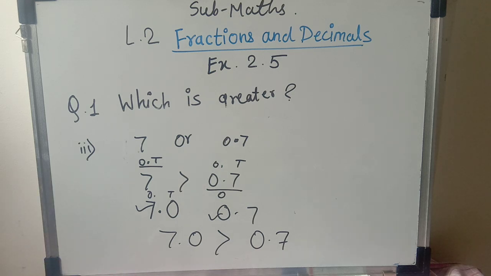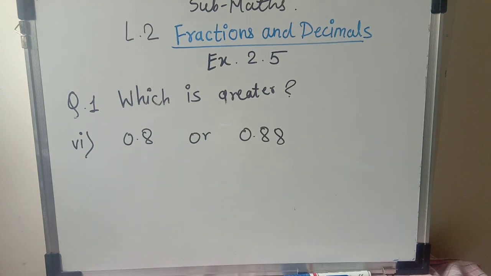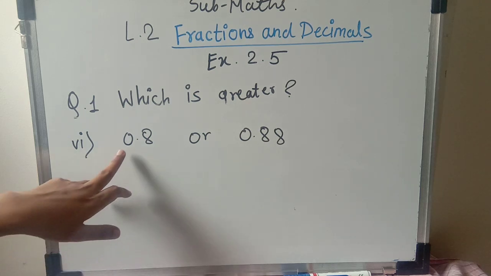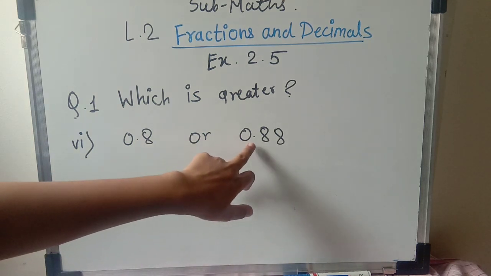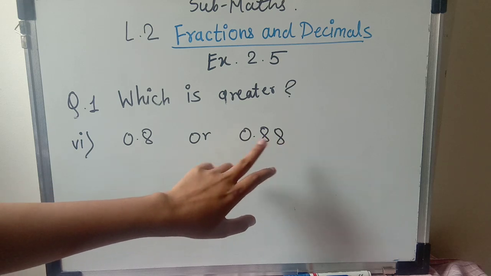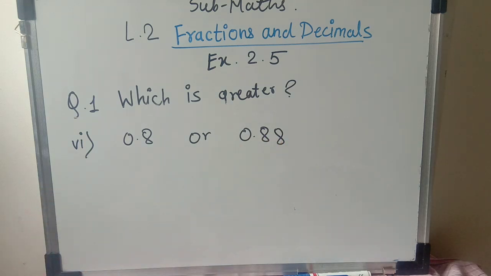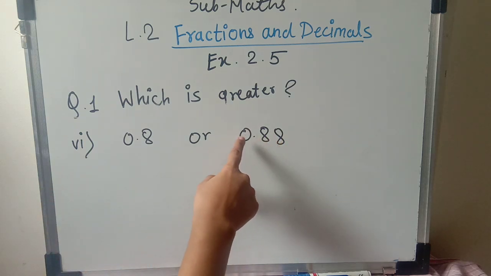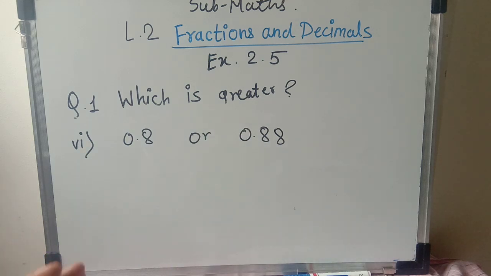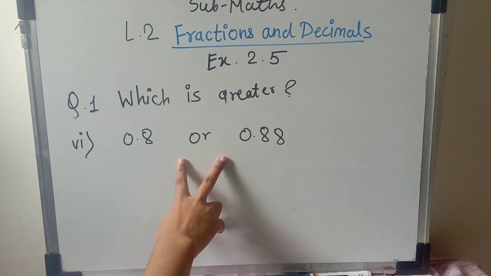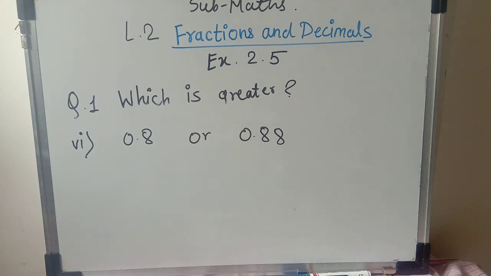Okay, so now I am going to solve the sixth example. Now again in the sixth example, 0.8 or 0.88. Don't read it as point eighty-eight. We have the habit that we always read the number like that, but that is not the correct mathematical way to read the number. In the previous session I told you how to read decimal numbers. So here we have to decide from both decimal numbers which one is the greater one.